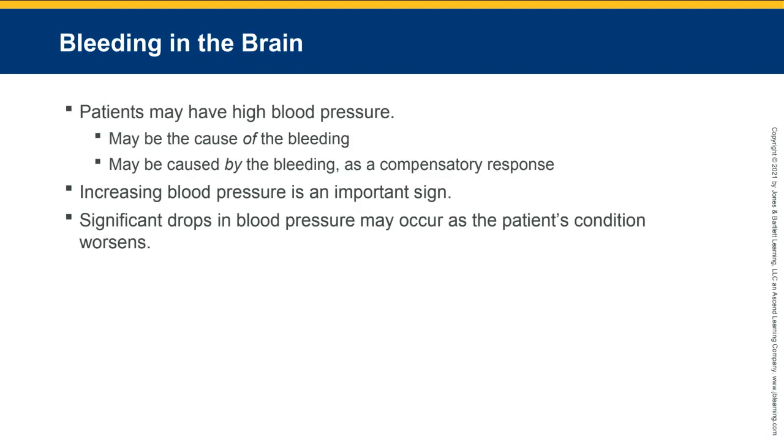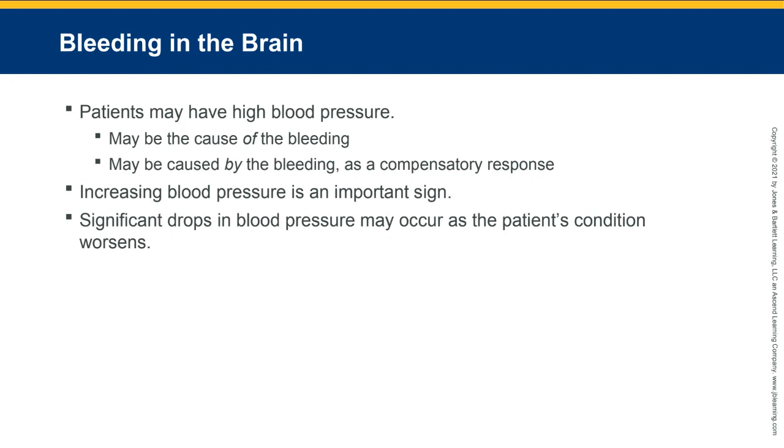Bleeding in the brain. Now, patients may have high blood pressure. The high blood pressure may not be controlled, and it can be the cause of bleeding in the brain. It may also be caused by the bleeding as a compensatory response. Increasing blood pressure is an important sign. Significant drops in blood pressure may occur as the patient condition worsens.